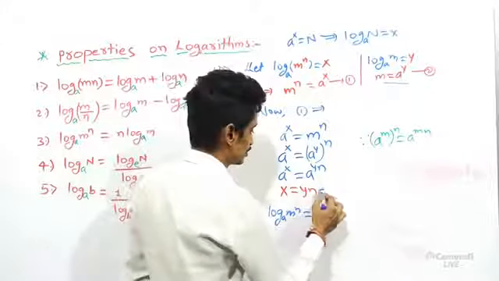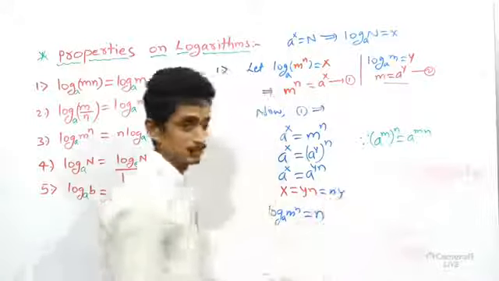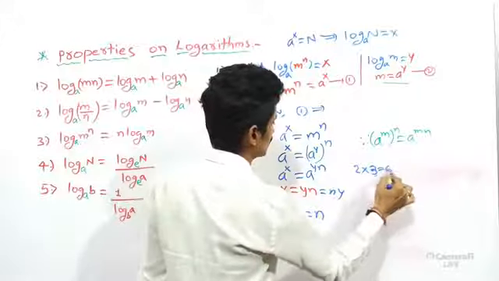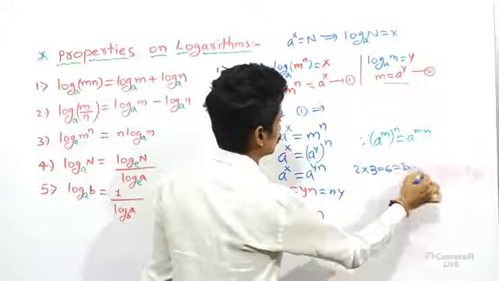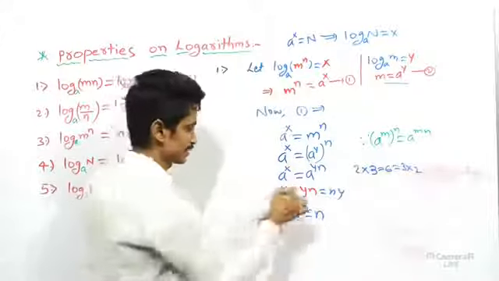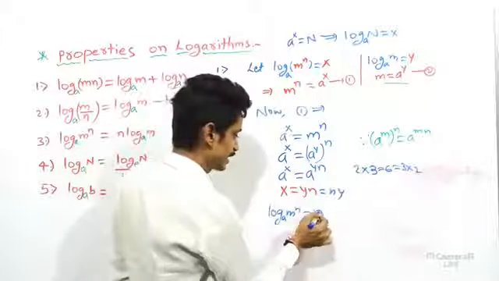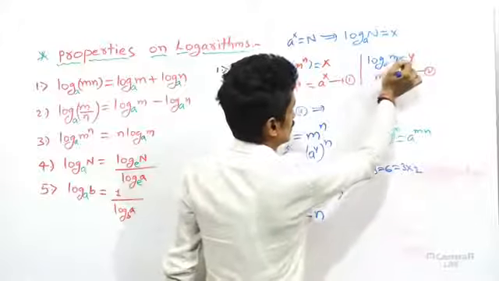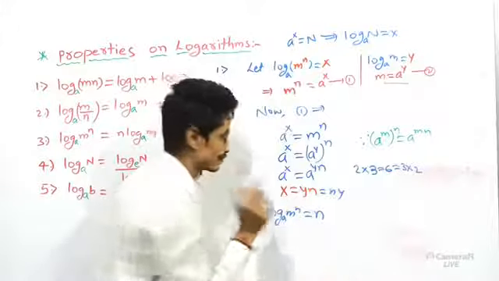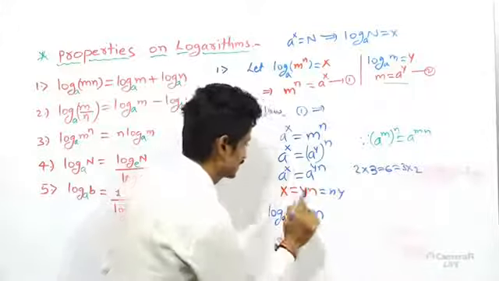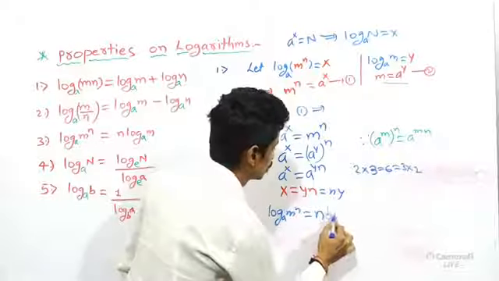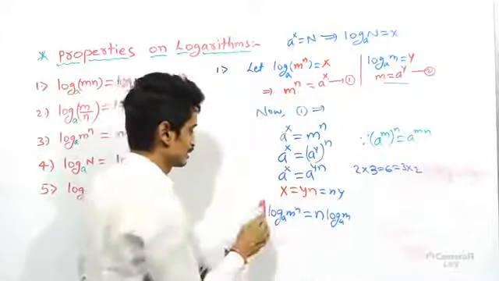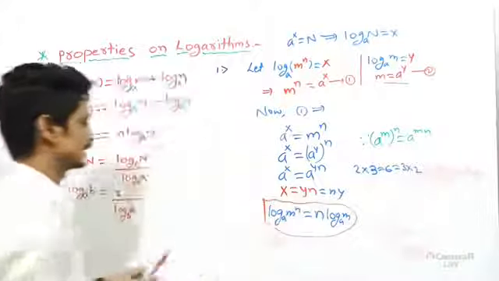I told you y into n or n into y we can write, because 2 into 3 is 6 or 3 into 2 also 6. We can write n into y or y into n. So n I written as it is. What is my y value? y is nothing but log of m to the base a. It means I can write here y value, that is log of m to the base a. This is my property number 3.